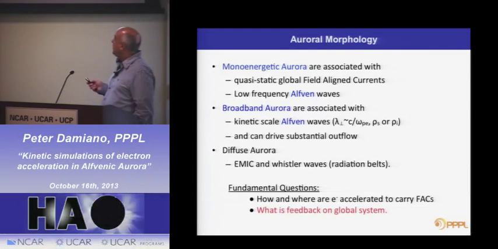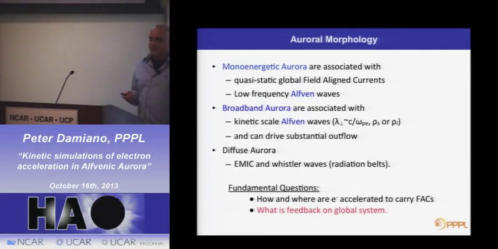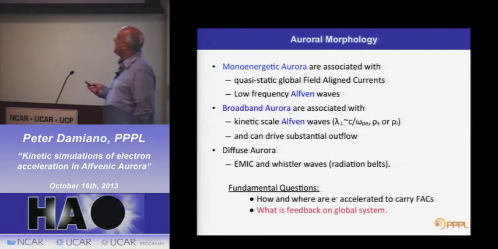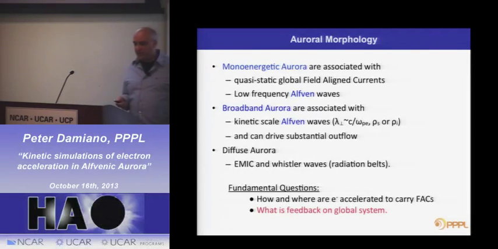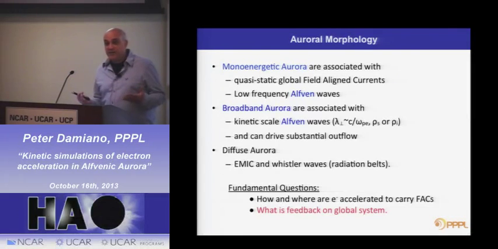I will not really delve into the diffuse aurora, but I want to focus here on the Alfvénic branches of the monoenergetic aurora and the broadband aurora. Now, traditionally, Alfvénic aurora is implied to mean broadband aurora, but I prefer to broaden the definition to include these global scale low frequency waves, just because they are Alfvén waves.